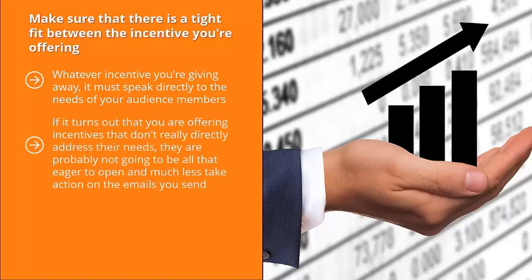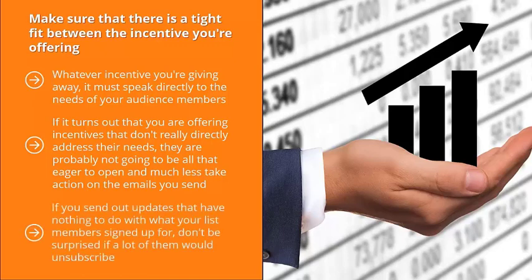If it turns out that you are offering incentives that don't really directly address their needs, they are probably not going to be all that eager to open, much less take action on, the emails you send. Another way you can optimize your email marketing is to send out only relevant and on-point updates or autoresponder texts. In other words, when people sign up for a specific niche, everything that they receive from you would talk about that niche and nothing else.